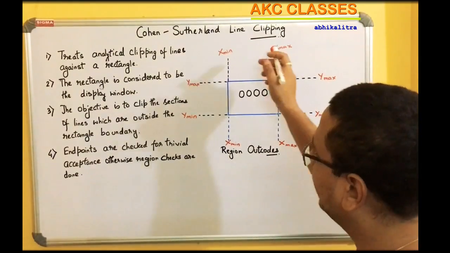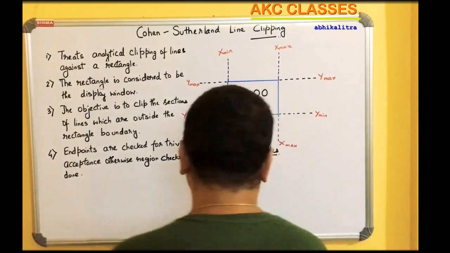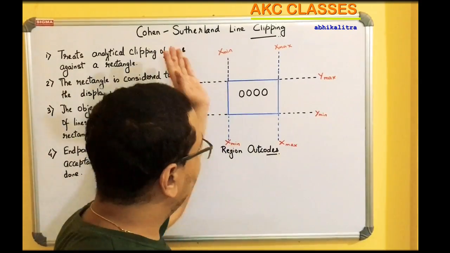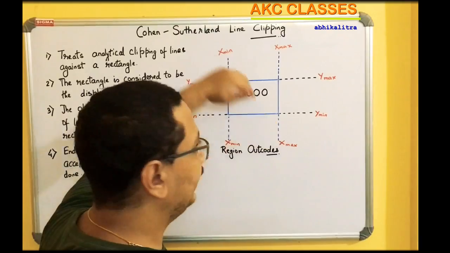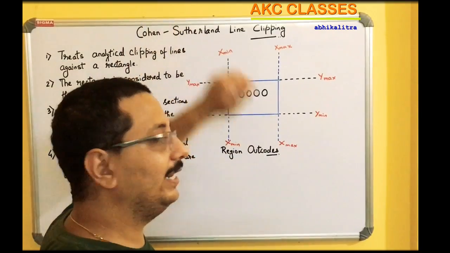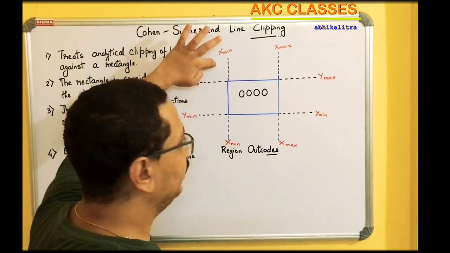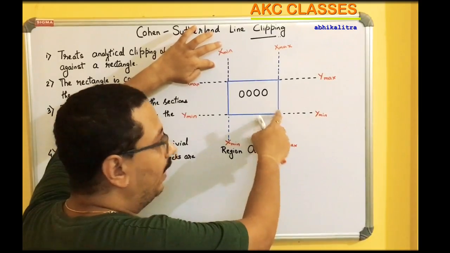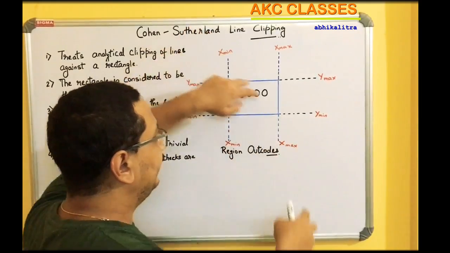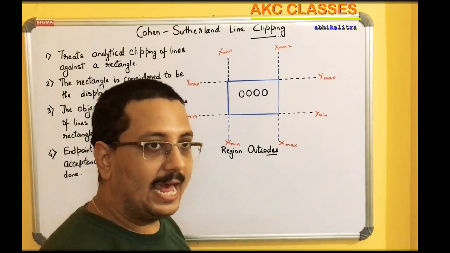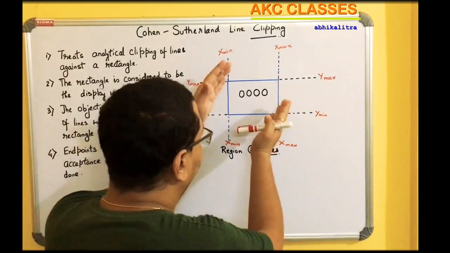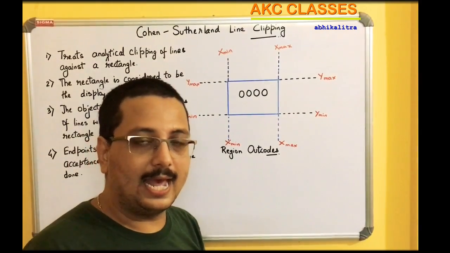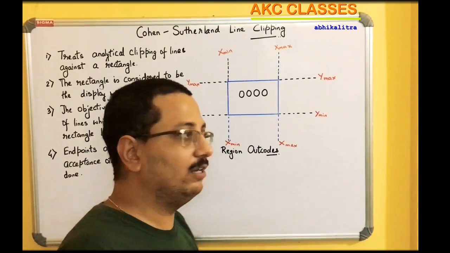So what is the objective of this particular algorithm? The main objective of this algorithm is to clip those lines which are crossing the rectangle, which are passing through the rectangle, right? So if I consider a line which starts from this point and ends at this point, then the section of the line which is exceeding the rectangle boundary has to be clipped off, and the portion of the line which is inside this display window should be the only part displayed to the application user, right?